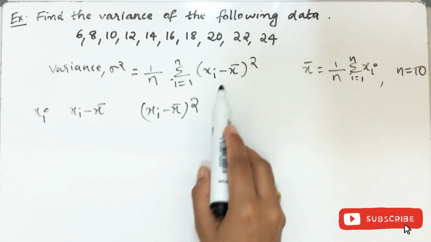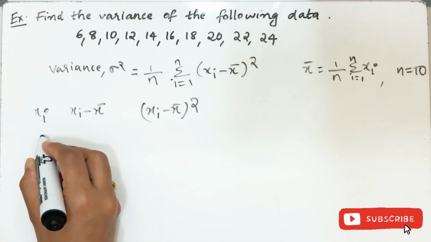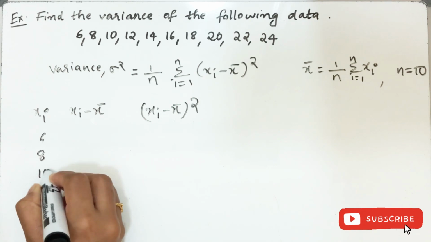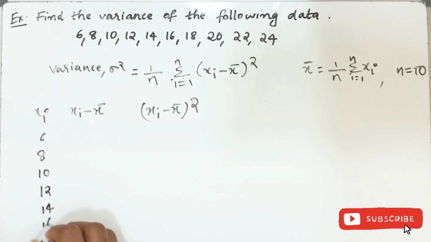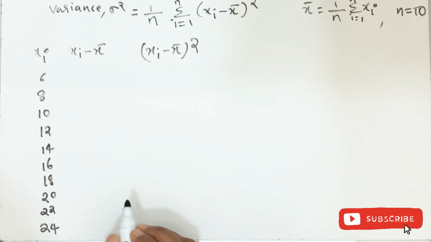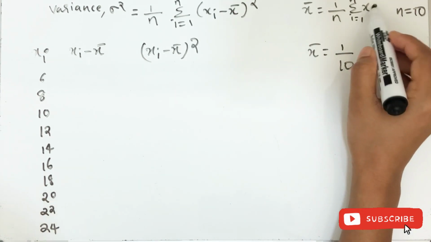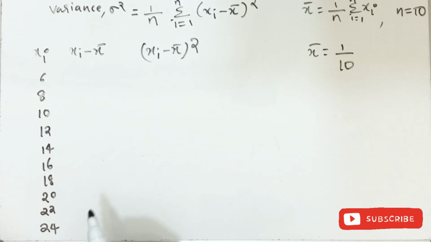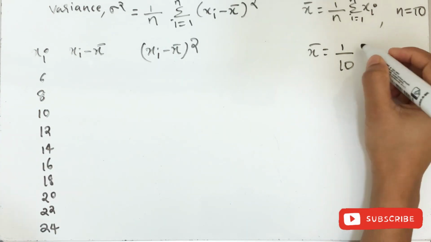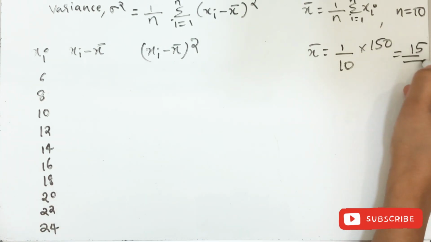No need of a table, you can just substitute the values. So xi is 6, 8, 10, 12, 14, 16, 18, 20, 22, 24. So we can find x bar. X bar is equal to 1 by 10 into sigma xi. Find the sum. Sigma xi is equal to 150. So 150 divided by 10 is equal to 15.